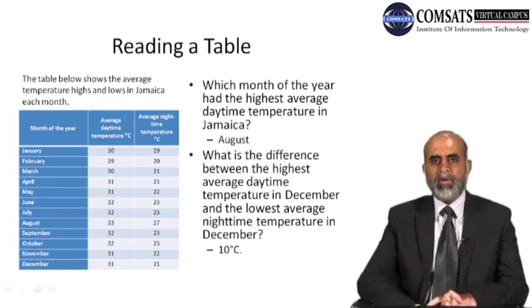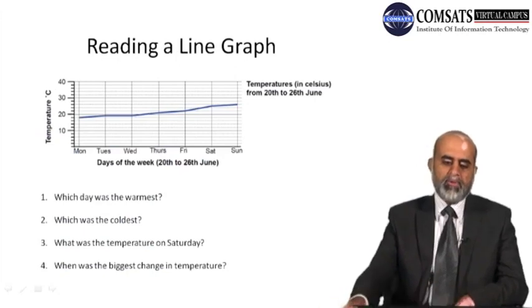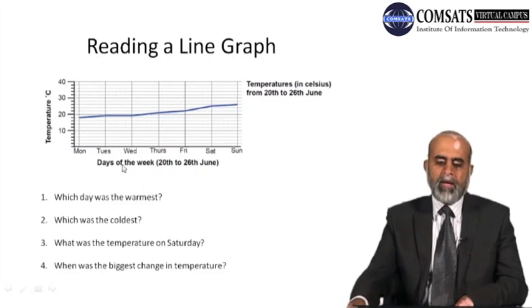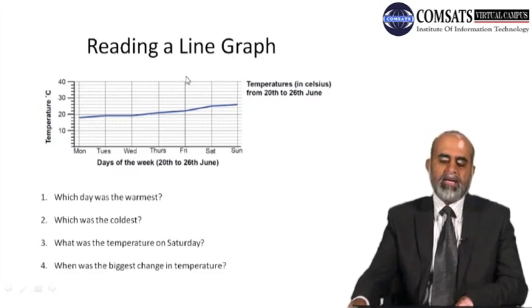Now we move on and we look at reading a line graph. How do we read a line graph? So I want you to look at this line graph first. You see we have x-axis and we have y-axis. On x-axis we have days of the week. Okay, so it starts with Monday and it ends with Sunday. So each one of these vertical lines represents one day of the week. Whereas here you have temperature which is given in centigrade. So we have this line indicates 10 degrees centigrade, 20 degrees centigrade, 30 degrees centigrade, and 40 degrees centigrade.